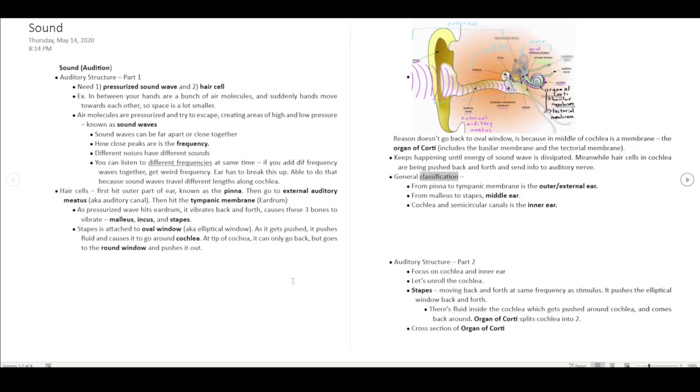General classification. From the pinna to the tympanic membrane is the outer/external ear. From the malleus to the stapes is the middle ear. The cochlea and semicircular canals are the inner ear.